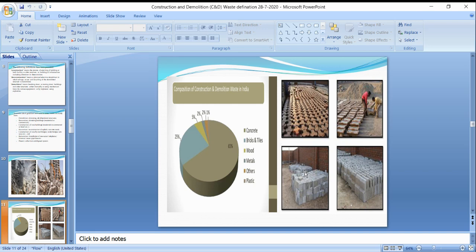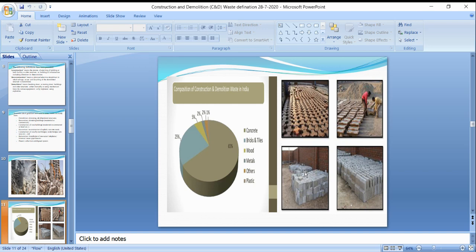So other than this, metals and plastic, the materials which are being used are under 1 percent. Metals and plastic are 2 percent, wood 5 percent, and bricks and tiles only 25 percent, with more being concrete. So that is about the composition.